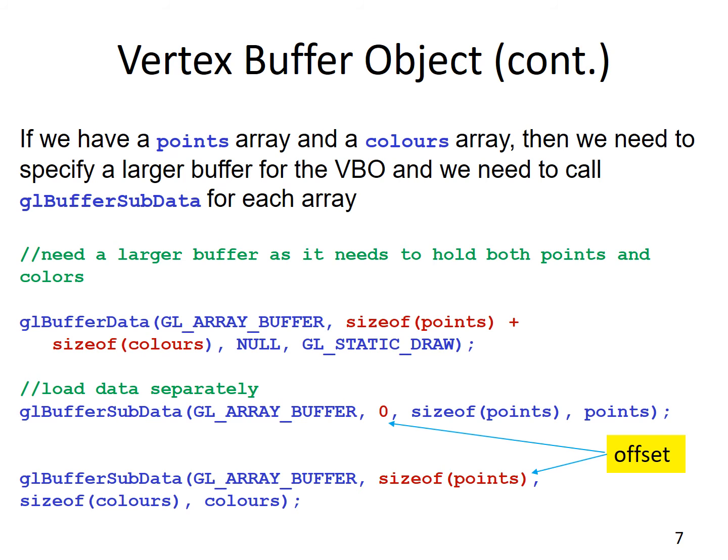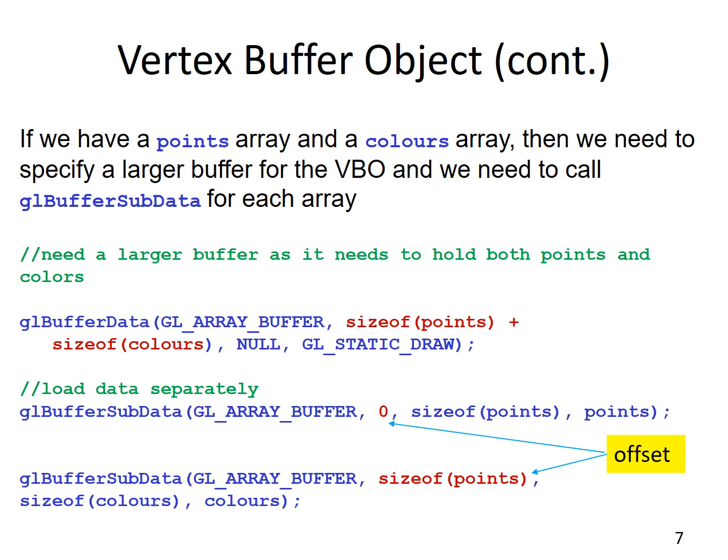If we have a points array and a colors array, then we need to specify a large buffer for the VBO, and we need to call the glBufferSubData for each array. We need a larger buffer as it needs to hold both points and colors. So we start with glBufferData, define an array buffer, pass on the size of the points, and we add on the size of the colors over here as well, because this is going to be the same buffer containing both the data, the point locations and the color values.